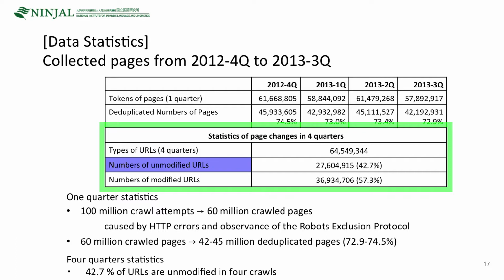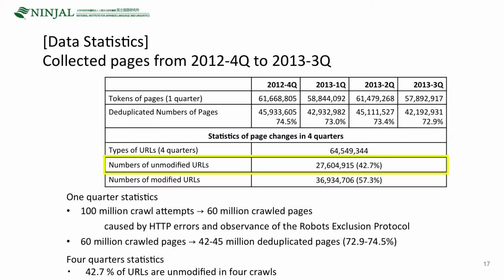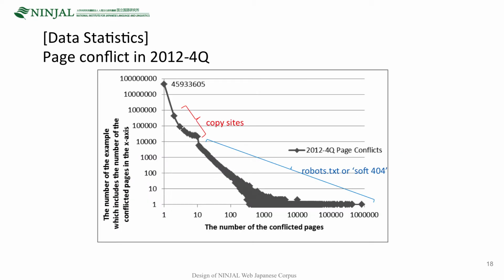Number of unmodified URLs denotes the number of URLs, the hash values of which remain unchanged within 4 crawls. Number of modified URLs denotes the number of URLs, the hash values of which are changed more than once within 4 crawls. 42.7% of the URLs are unmodified in 4 crawls. Page conflict refers to a case in which there are different URLs with the same hash value.